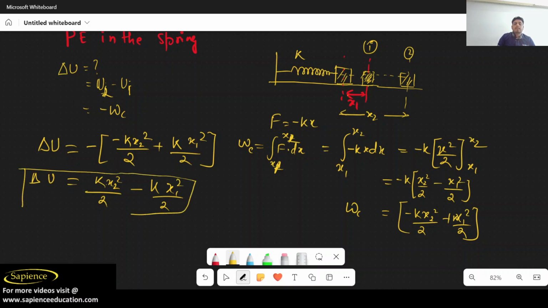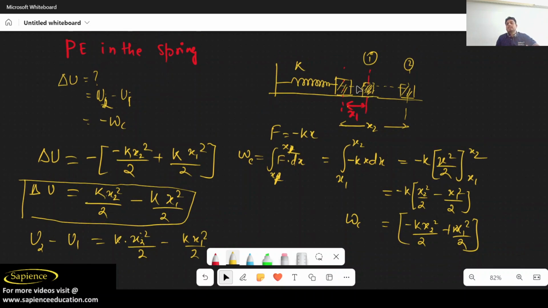I hope you all have understood this. You can write U2 minus U1 is equal to k x2 whole square by 2 minus k x1 whole square by 2. By using this concept we will be able to do the numericals.